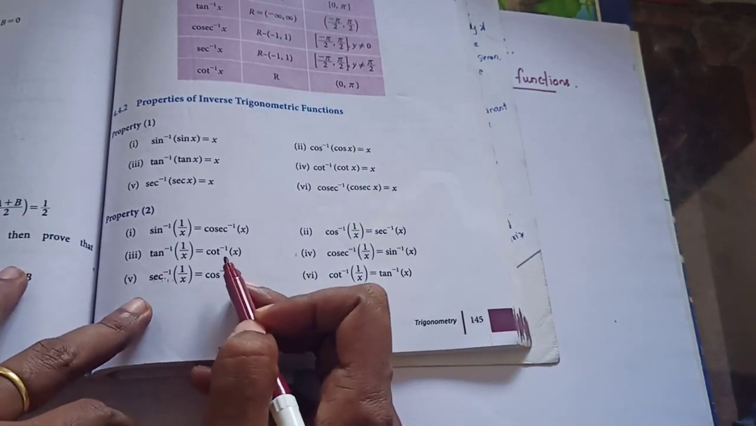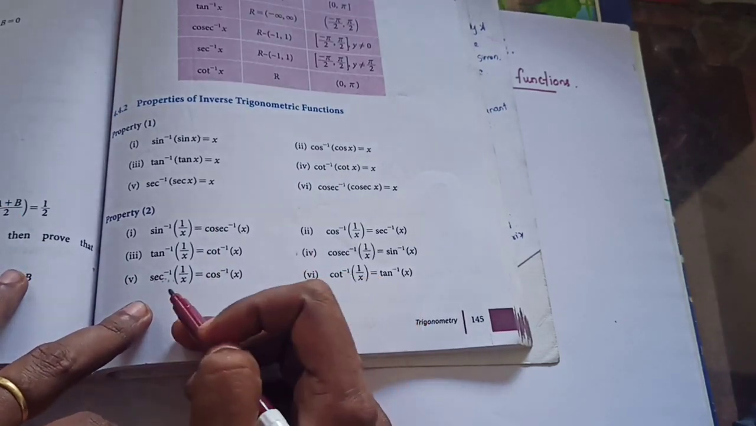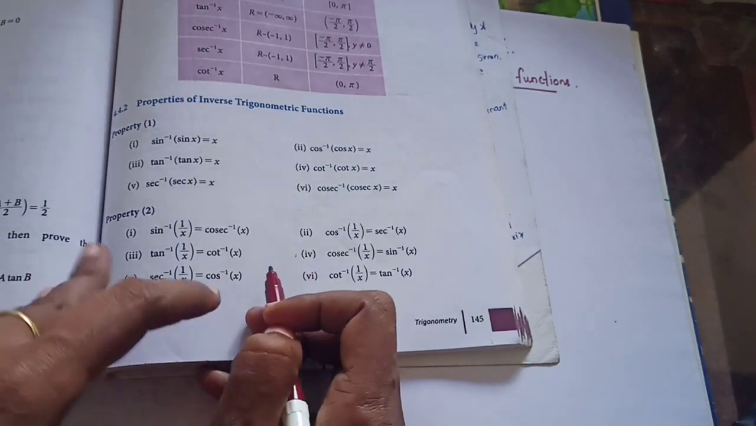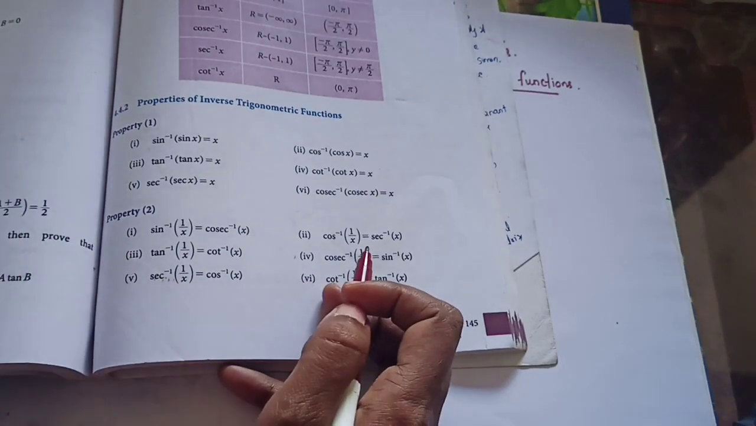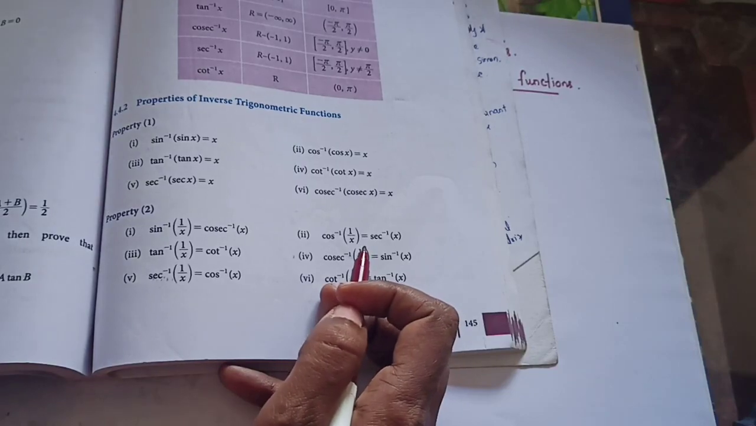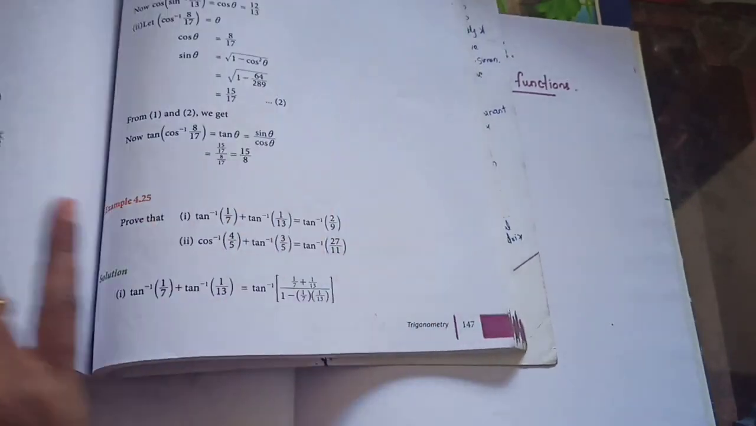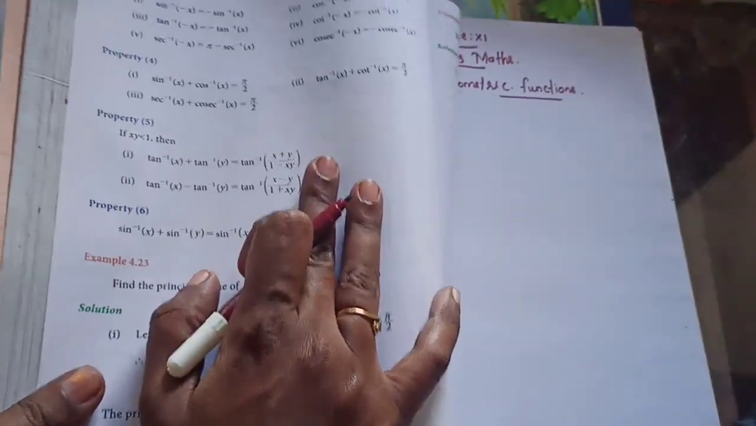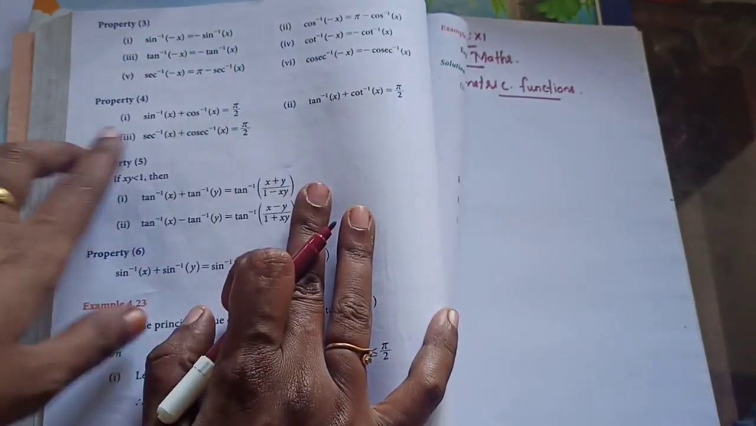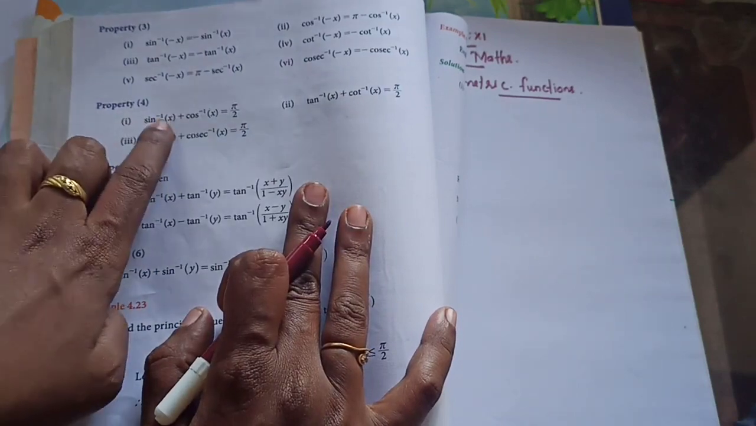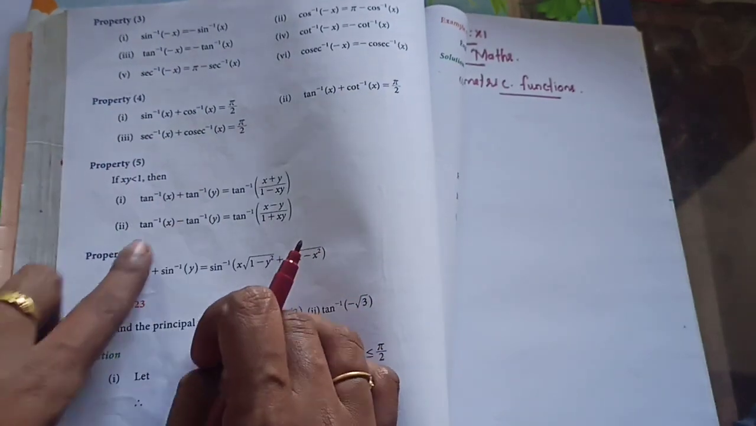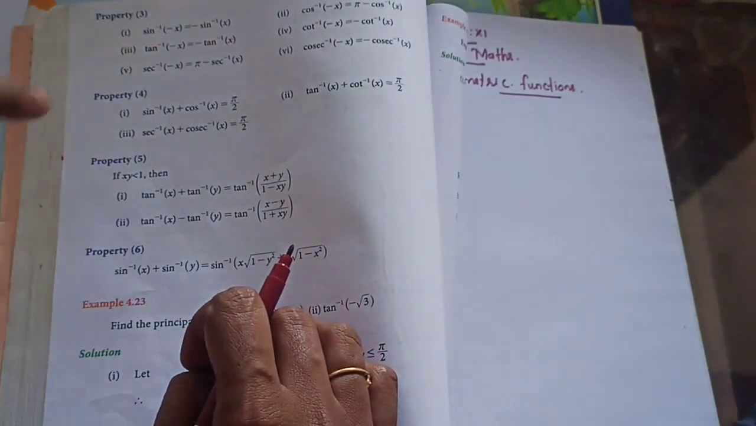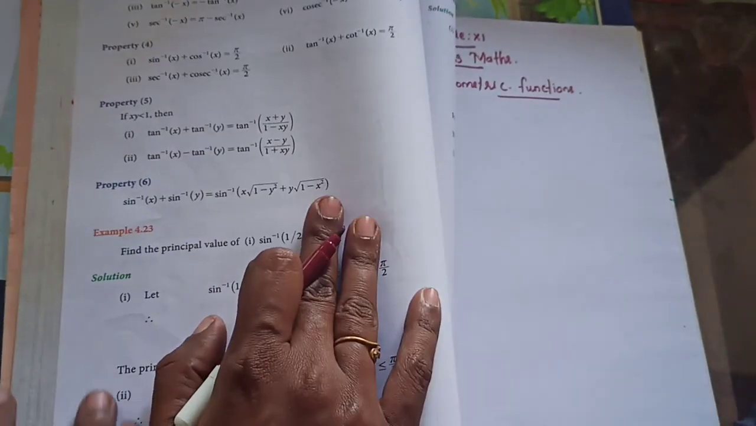Then tan inverse of 1 by x means cot inverse of x. Secant inverse of 1 by x means cos inverse of x. Then cos inverse of 1 by x is equal to secant inverse of x. Same as this, you also need to learn. The next one is property number 3, sin inverse of minus x. What about this? Then property number 4, sin inverse of x plus cos inverse of x. What about the values? All the properties you need to learn. So 6 properties are there.